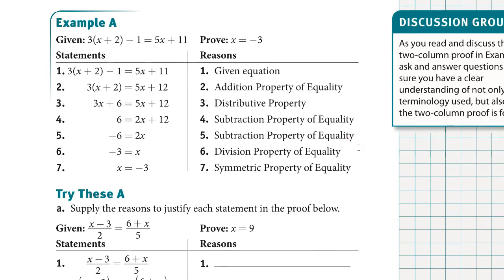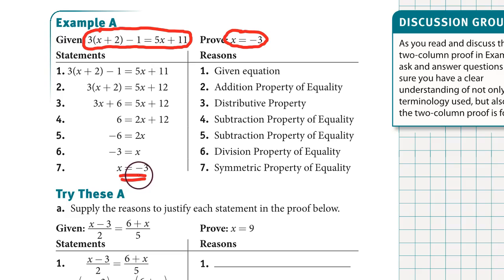Take a quick look here at example A. Let's say that we had this algebra equation. This is a pretty complicated equation. It would take a few steps to solve it. And we want to prove that the answer is x equals -3. In algebra class, you would write out the equation and then step by step work your way down until you got to the answer x equals -3.